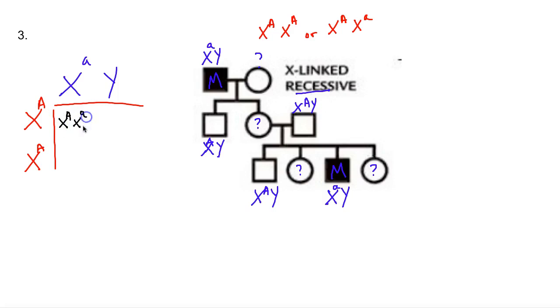So we're going to get an X with a large A and an X with a small a, and then we're going to get an X with the big A and a Y. Here's the male, and then this was a big A, so this is X^A, and then the X^a, and then we have the male, which is going to get the X from the big A, and then of course the Y.